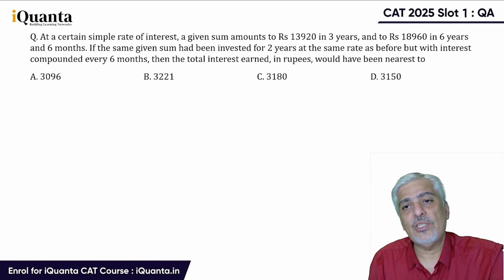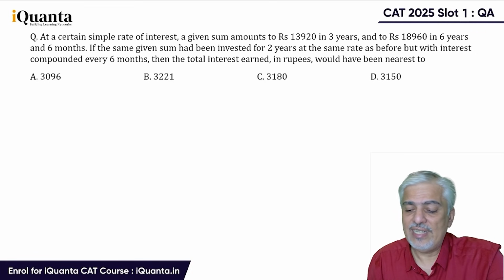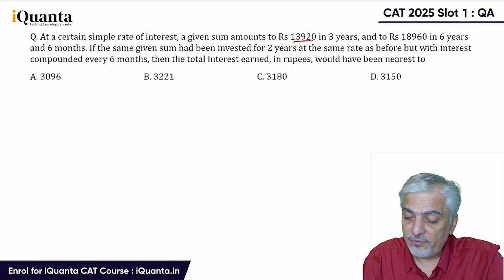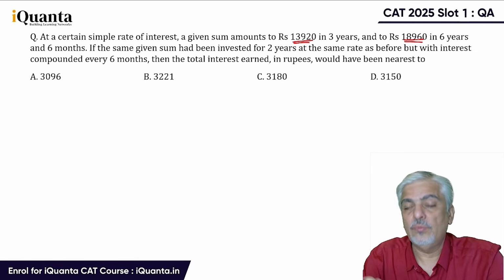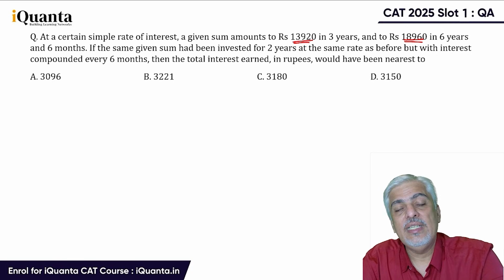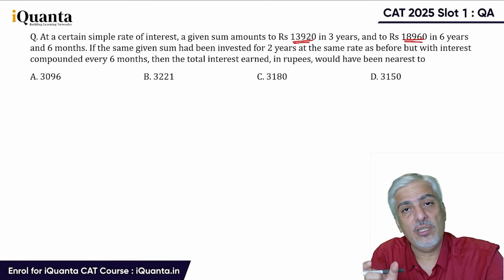Let's have a look at the next question. It's a question on simple interest, and I think there's some compound interest later. At a certain simple rate of interest, a given sum amounts to 13,920 in 3 years and 18,960 in 6 years 6 months. So can I say the difference between these two, which is 5040, is nothing but the interest for 3.5 years? Pay attention. If you got that part quickly, you would save a lot of time.